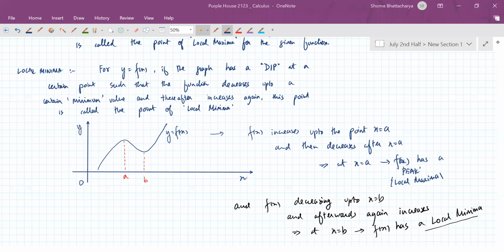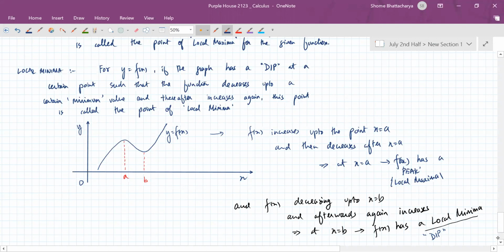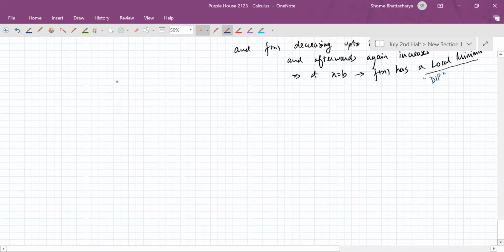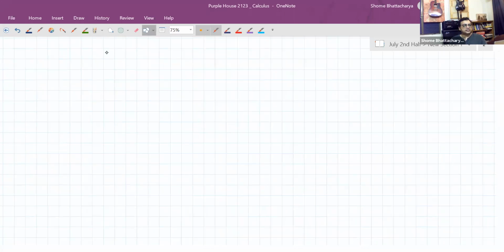So can you please read the last line? And f(x) is decreasing up to x equal to b, and afterwards again increases. Okay, so that implies that at x equal to b, the function has a local minimum. And that is the same thing as saying that it has a dip. Okay, it's clear now. Now next thing, we'll understand this visually.